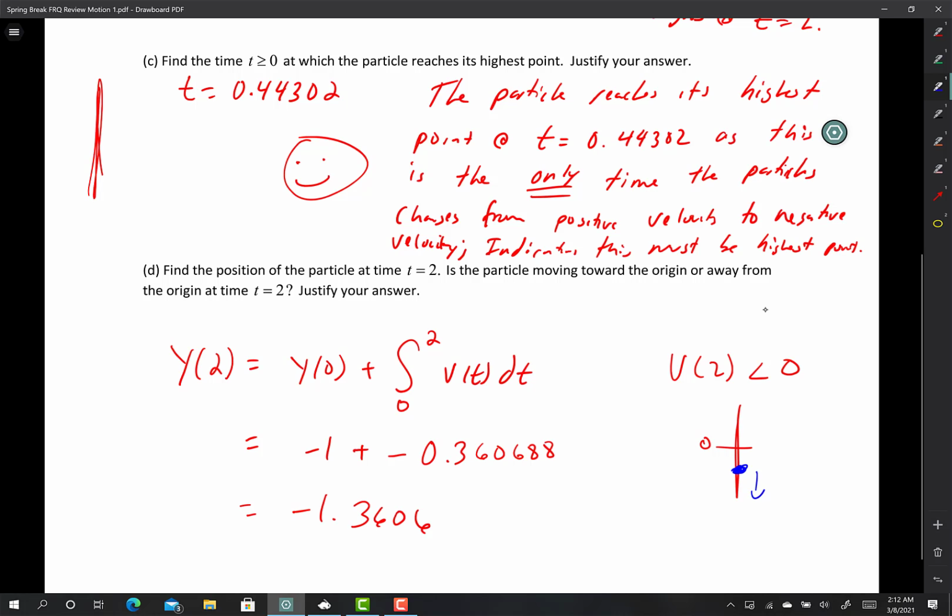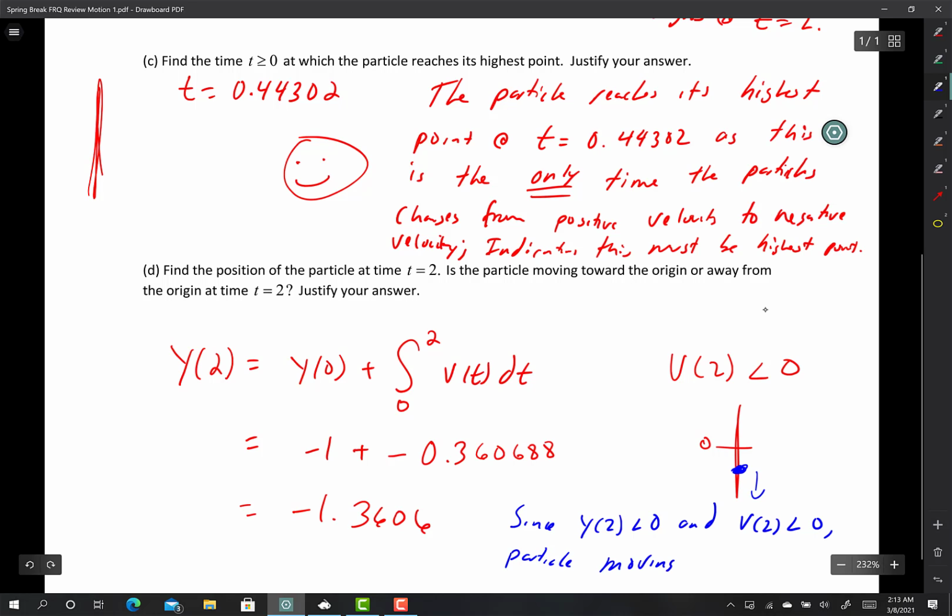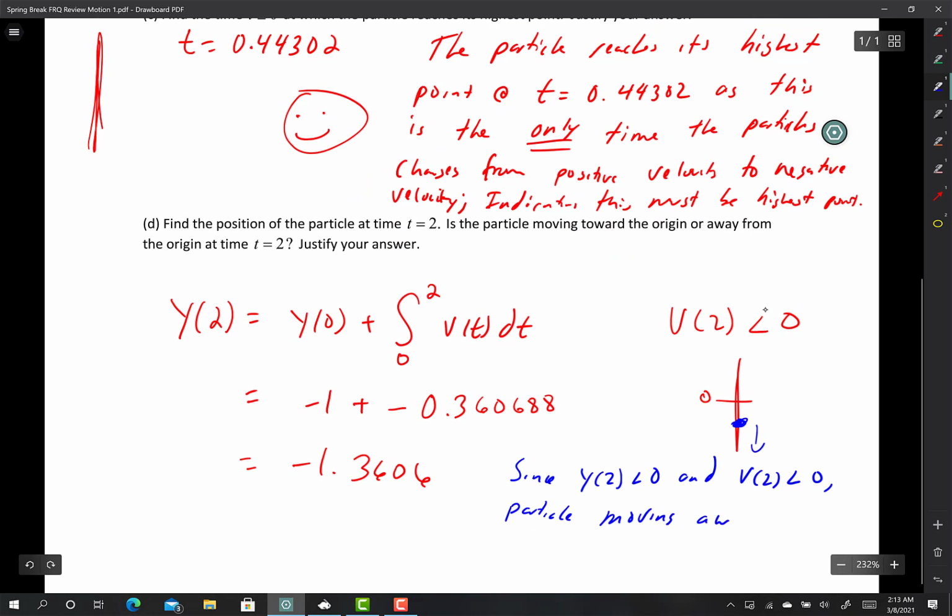So I'm going to write, since y of 2 is negative and velocity at 2 is negative, comma, particle moving away from the origin. All right, we're done.